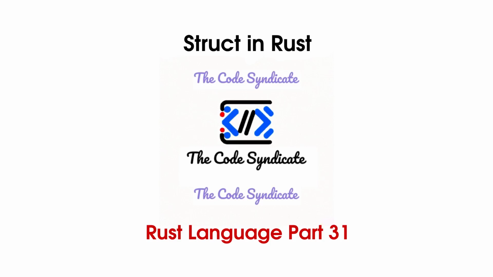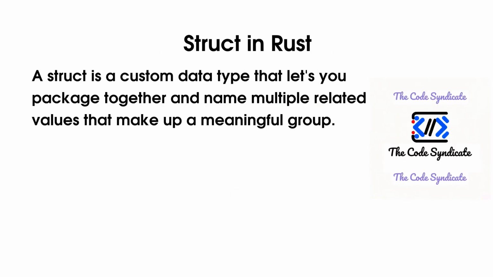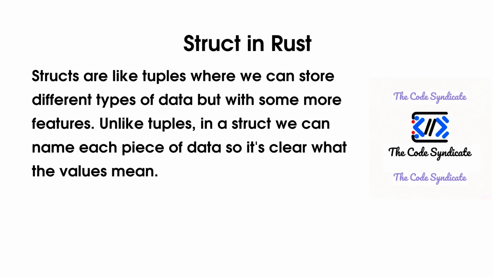Today we'll discuss struct in Rust. A struct is a custom data type that lets you package together and name multiple related values that make up a meaningful group. Structs are like tuples where we can store different types of data but with some more features.